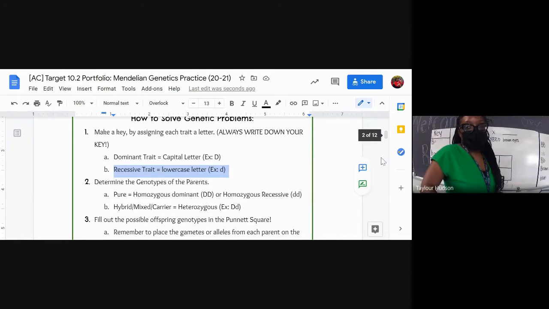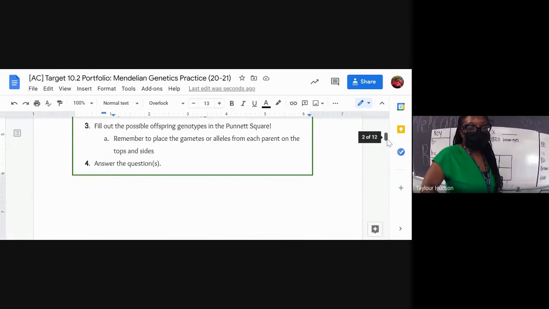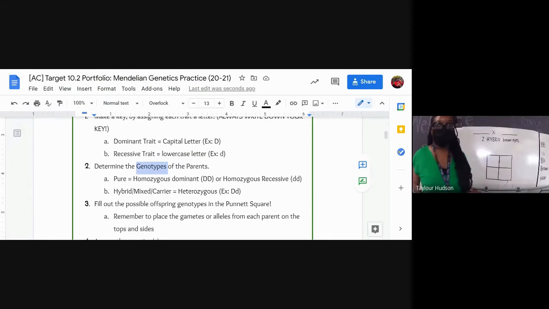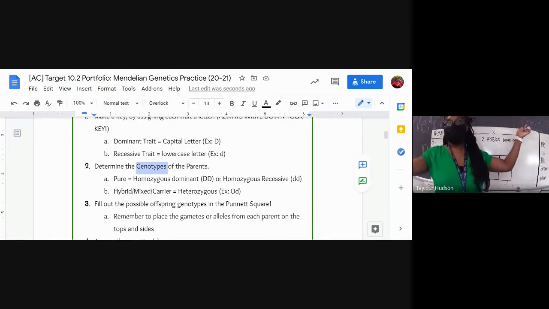Okay? Next thing to keep in mind is you have to figure out what the genotypes of the parents are going to be. So what letters will your parents have? That is very, very important. You got to figure out what you're crossing. Here's a couple of hints for you.